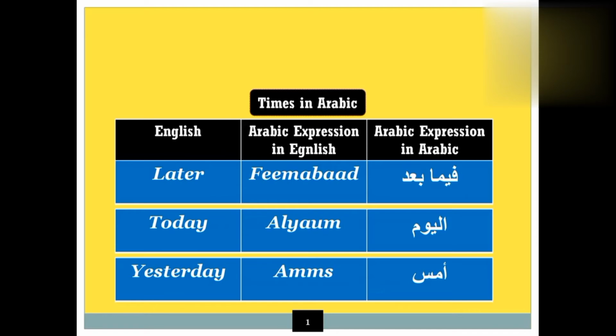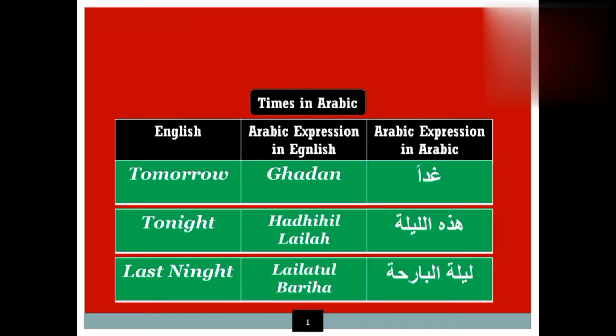For later we use in Arabic fima ba'd. Fima ba'd means later. Now see today. For today we use in Arabic al-yawm. Al-yawm means today. Yesterday. For yesterday we use in Arabic ams. Ams means yesterday. Now see tomorrow.